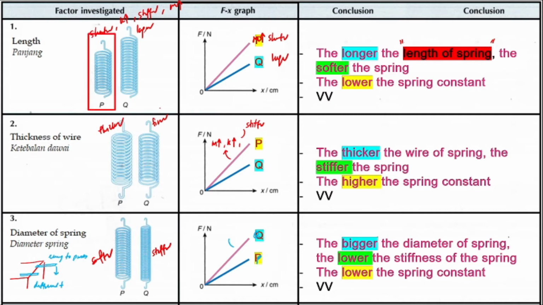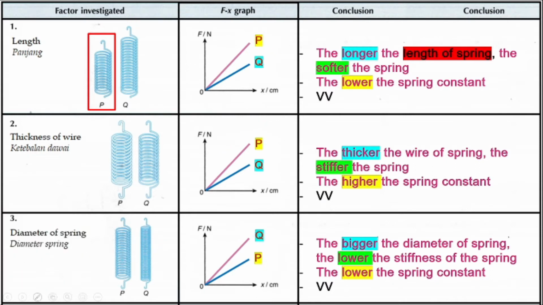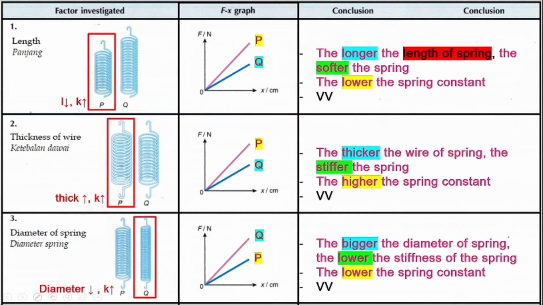Okay, kita boleh buat conclusion. Cikgu clearkan everything. So, kita kata shorter spring, K dia tinggi, stiffer. Okay, next. Thicker diameter of wire, stiffer. And smaller diameter of spring, stiffer.